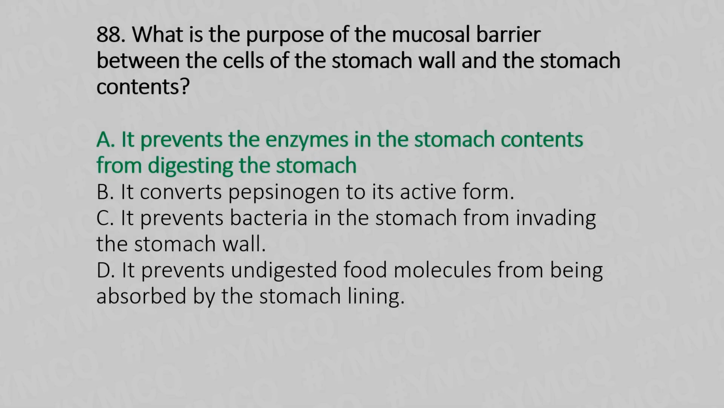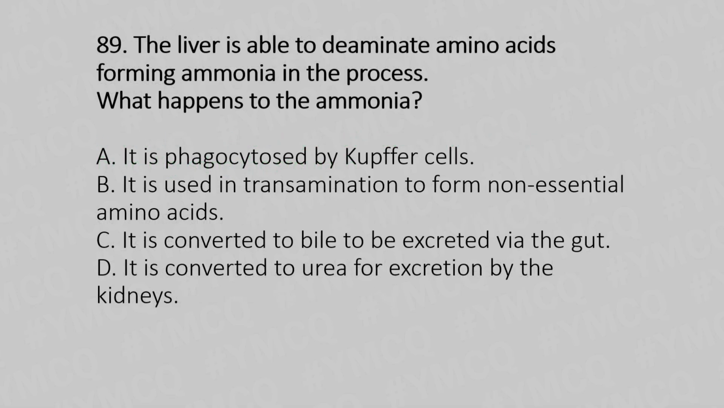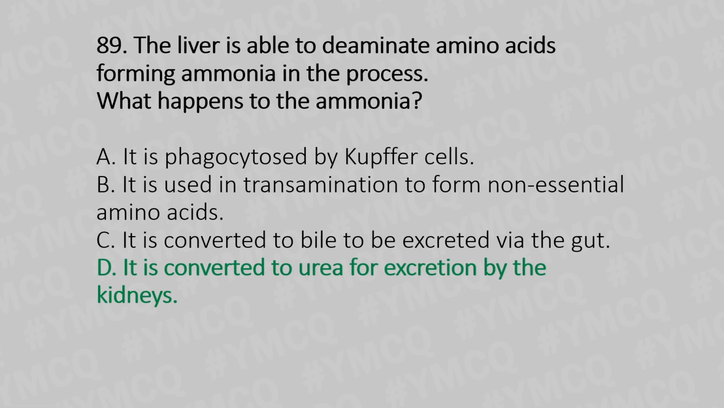Now let's move to question number 89. The liver is able to deaminate amino acids, forming ammonia in the process. What happens to the ammonia? Option A, it is phagocytosed by Kupffer cells. Option B, it is used in transamination to form non-essential amino acids. Option C, it is converted to bile to be excreted by the gut. Option D, it is converted to urea for excretion by the kidneys. And the answer is option D, it is converted to urea for excretion in the kidney.